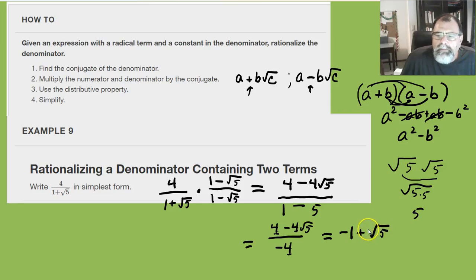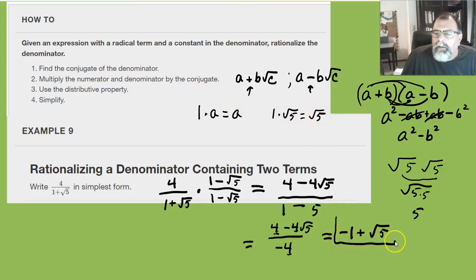And then since we have the square root of 5, we don't need to write the 1 in front of it. That goes back to the idea that 1 times any number is itself. So 1 times square root of 5 is just square root of 5. So I don't need to write the 1 in front. And this would be my final answer here.